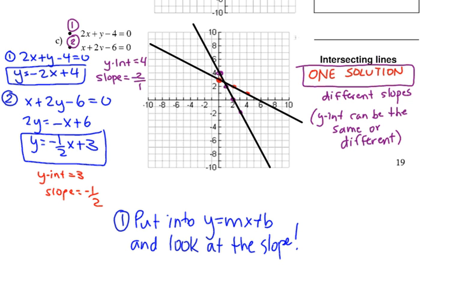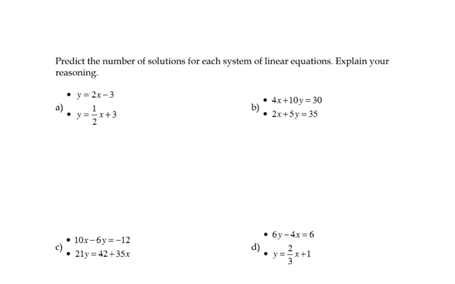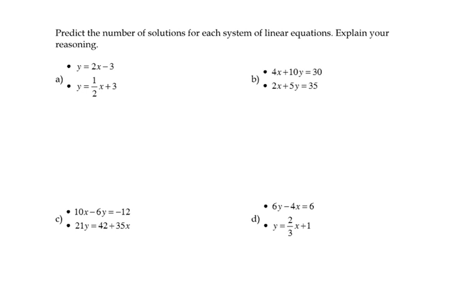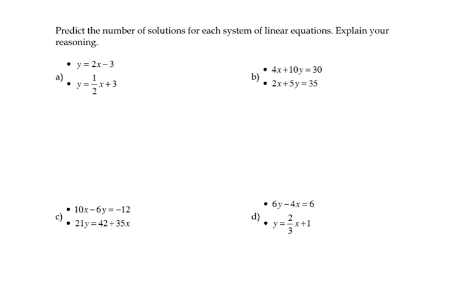So on the next page, there's 4 questions. All I need you to do is tell me if there's one solution, no solution, or infinite solutions, and explain your reasoning. So explaining your reasoning would be saying, like, they have the same slope, or they have different slopes. Okay? So can you work through those 4 questions here? So yeah, put it in y equals mx plus b, look at the slopes. So give this a shot.